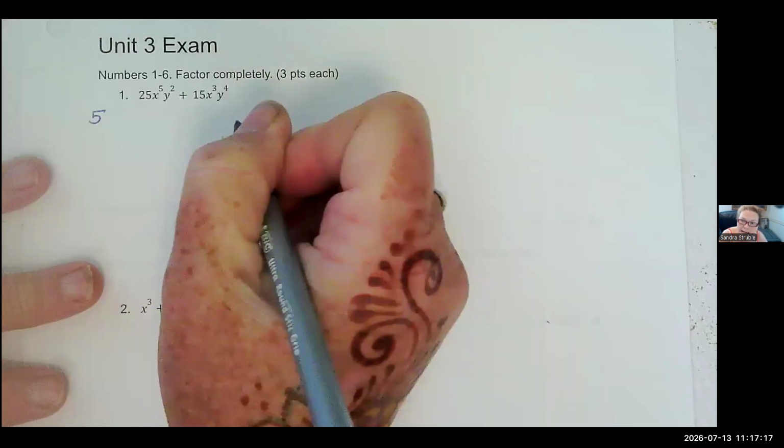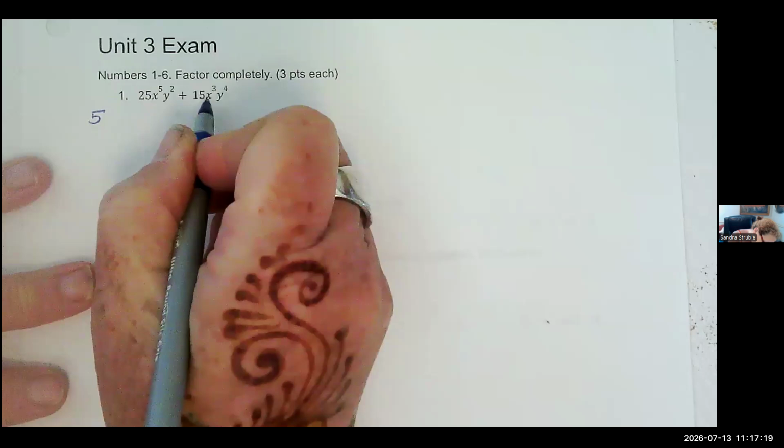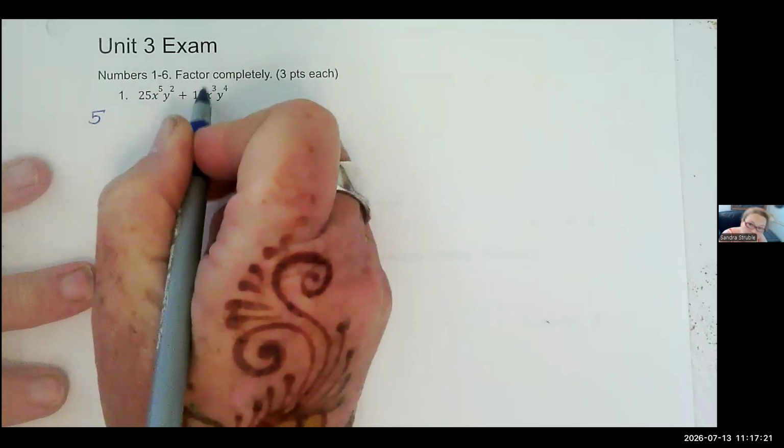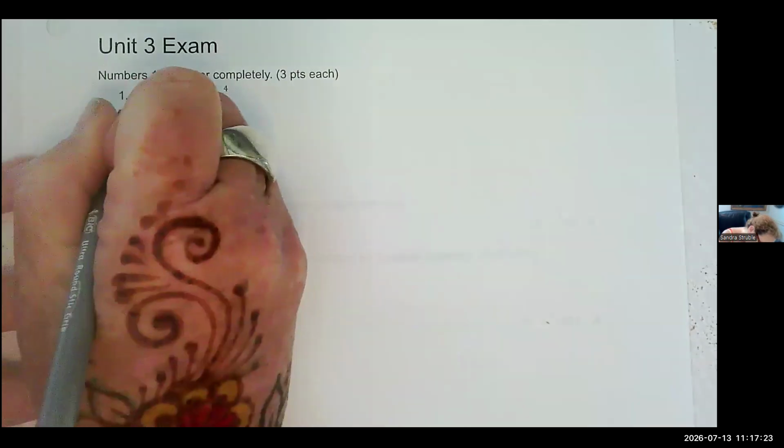So starting off, I'm going to factor out a 5, but then I'm going to factor out the highest x I can, which is x cubed. And they both have y's. The highest y is y squared.